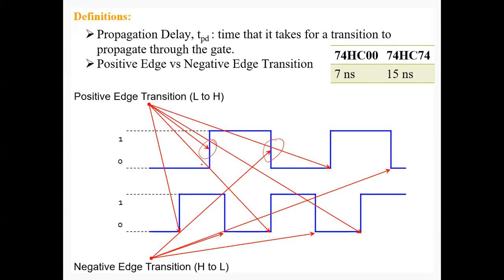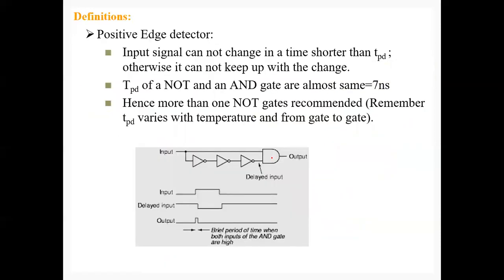Positive edge means when it goes from low to high; this edge is called positive. This is low, this is high, so this edge here is called positive edge. However, this edge is going from high to low, so this is called negative edge transition. We need this in the next couple of slides or so. All right, so we talked about propagation delay last time, in the last slide.